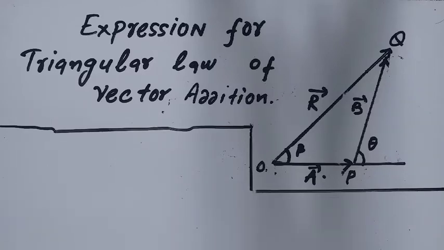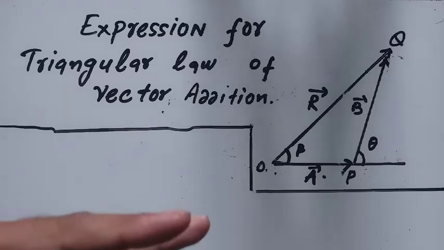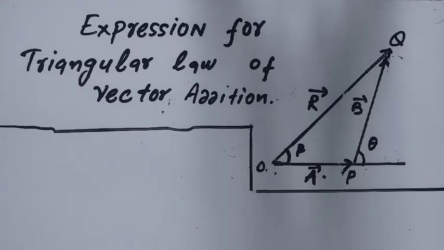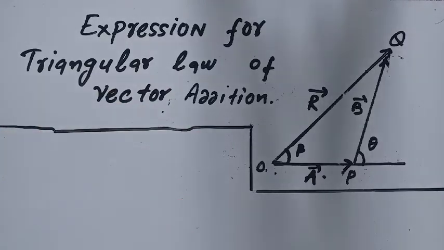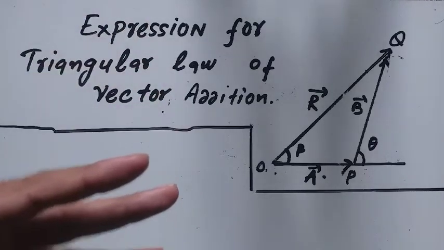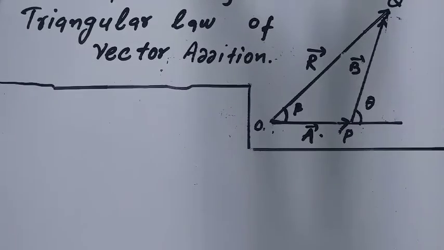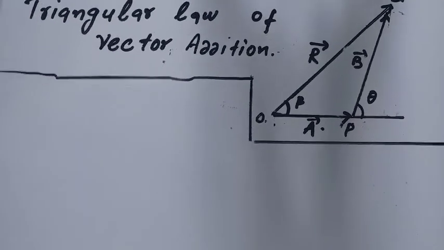Today we are going to find the expression of this triangular law of vector addition, because by this expression we can easily calculate the magnitude as well as direction of any two vectors applied on a particle simultaneously. We can find the resultant direction as well as the magnitude. For that, we must know this expression. In order to find the expression, let me revise this concept of triangular law.